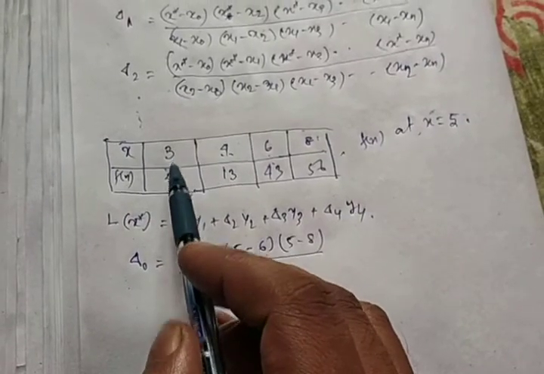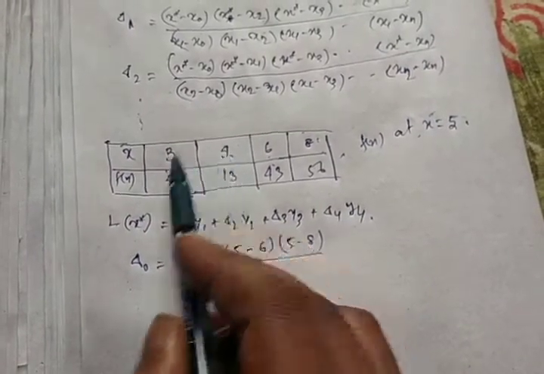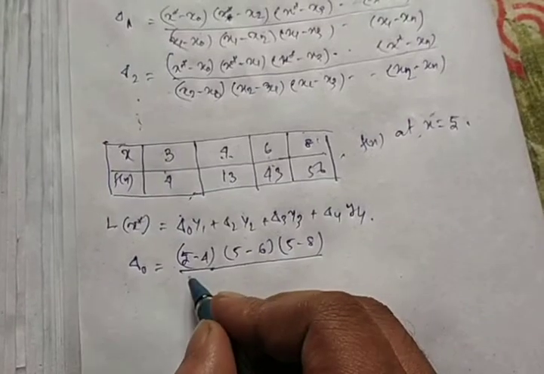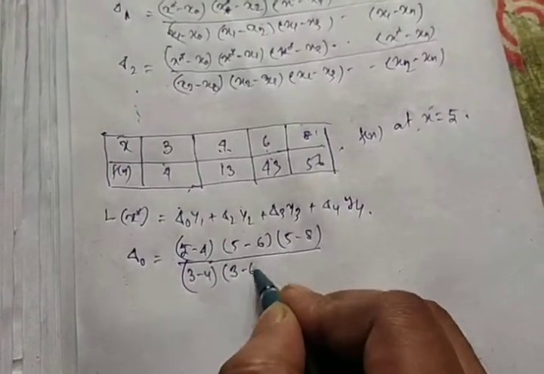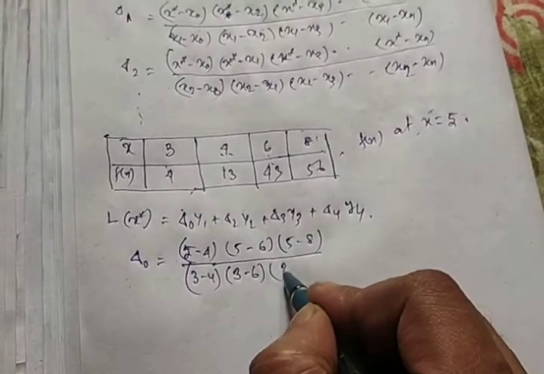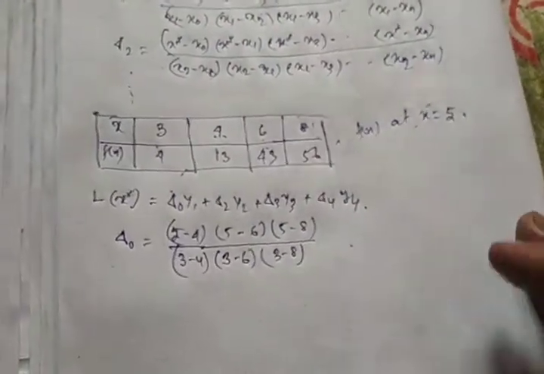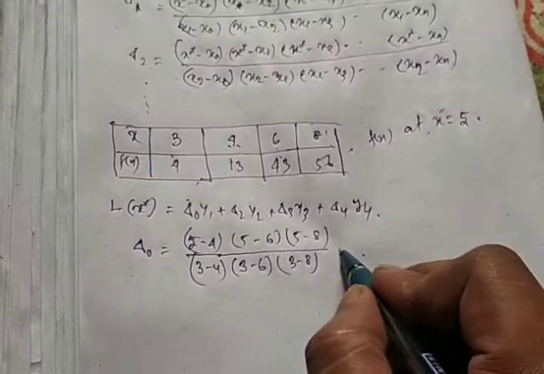5 minus x2 which is 6, 5 minus 8, divided by the differences from x0. So 3 minus 4 into 3 minus 6 into 3 minus 8. Okay, this will be delta 0.